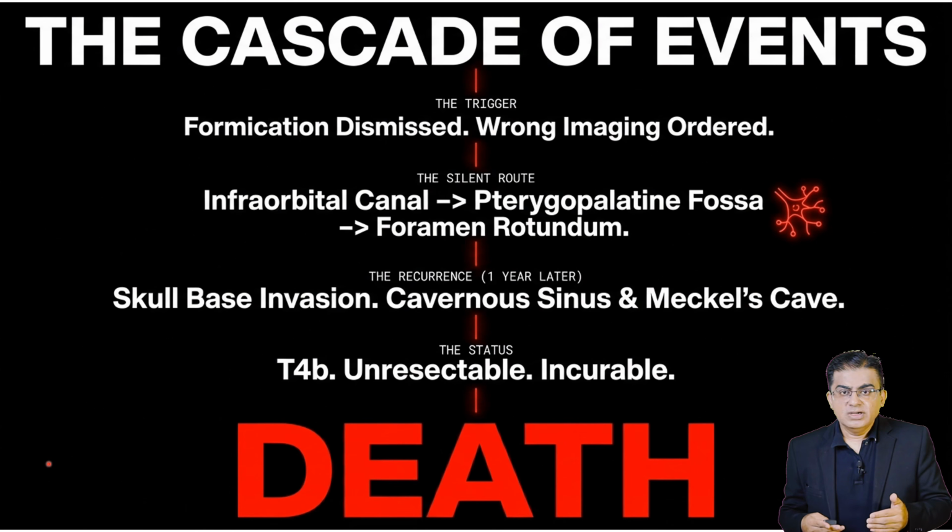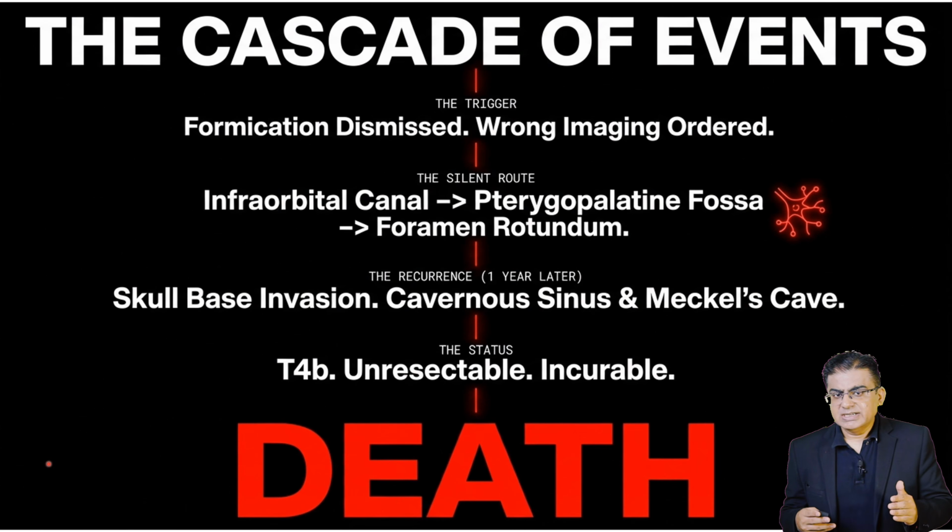And as we all know, positive surgical margins are strongly associated with local recurrence and a poor prognosis. Now you have a massive problem. In fact, you are guilty. Anyways, you try to salvage the situation with adjuvant chemoradiation. But remember, this tumor is already in the silent escape route. It continues to crawl retrogradely, completely hidden from view, right through the infraorbital canal into the PPF and eventually through the foramen rotundum.